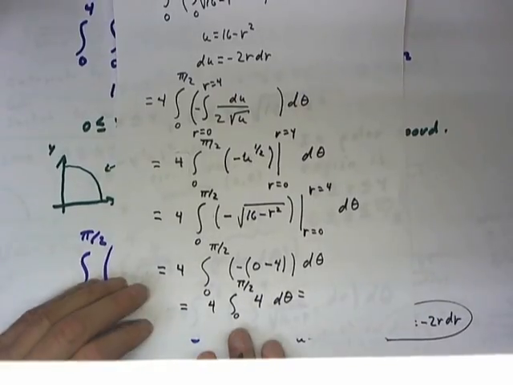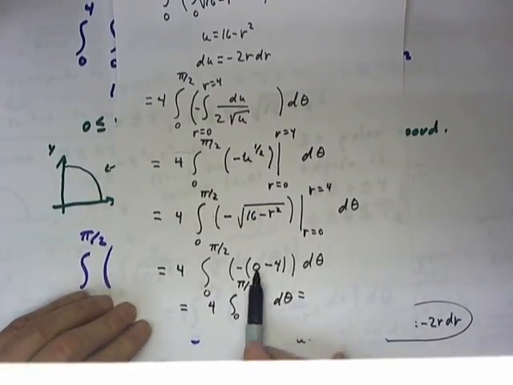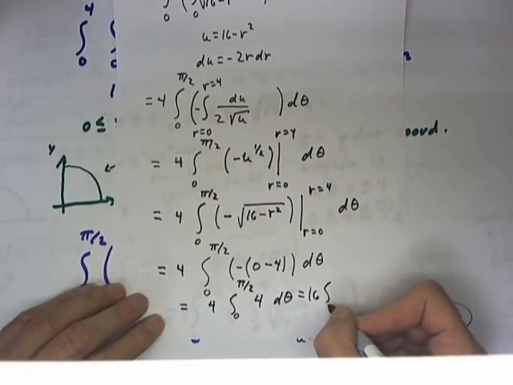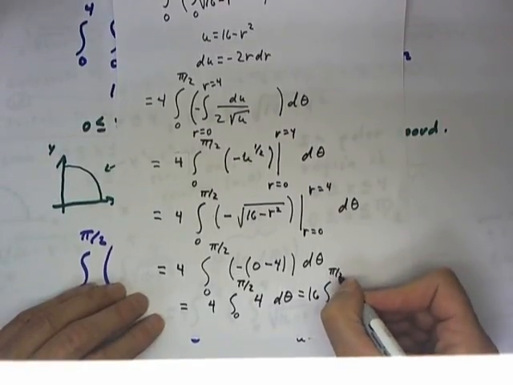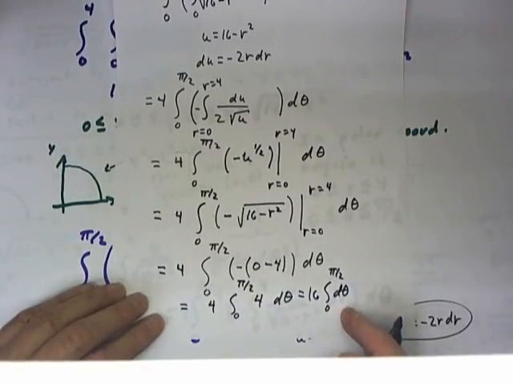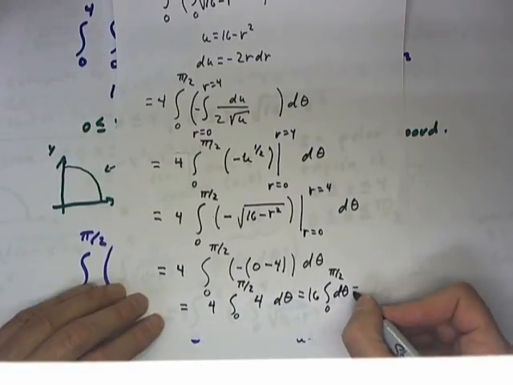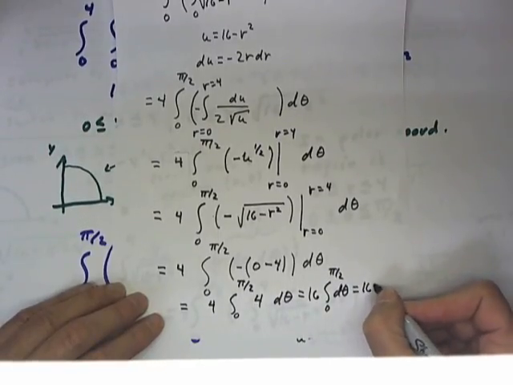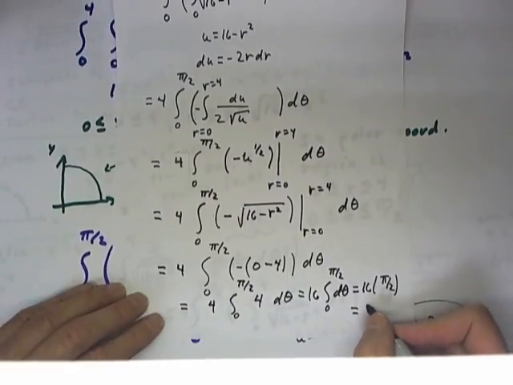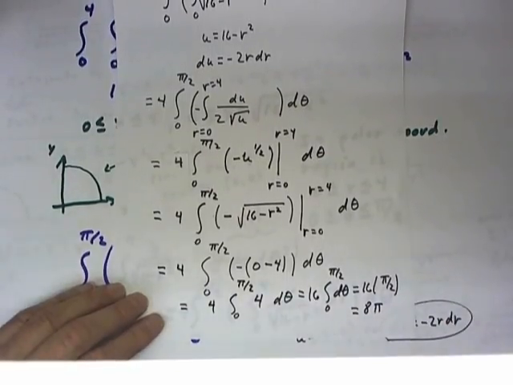okay, that might have been off the bottom of the screen. In any case, the arithmetic here is very simple, so that's 16 times the integral from 0 to pi over 2 of d theta. Antiderivative of d theta is just theta evaluated between 0 and pi over 2. We get pi over 2, so that's 16 times pi over 2, which is 8 pi.